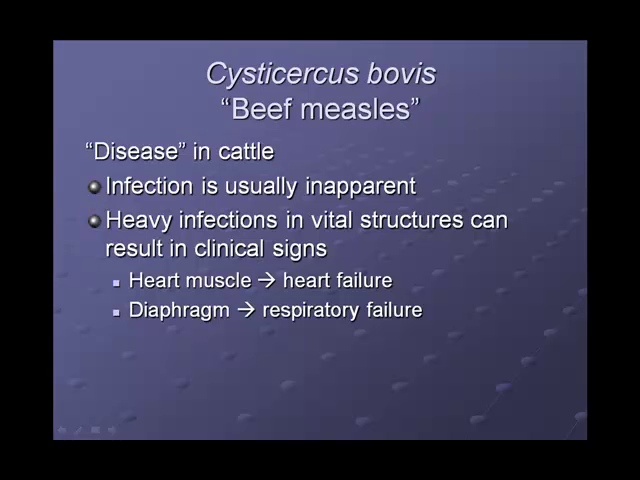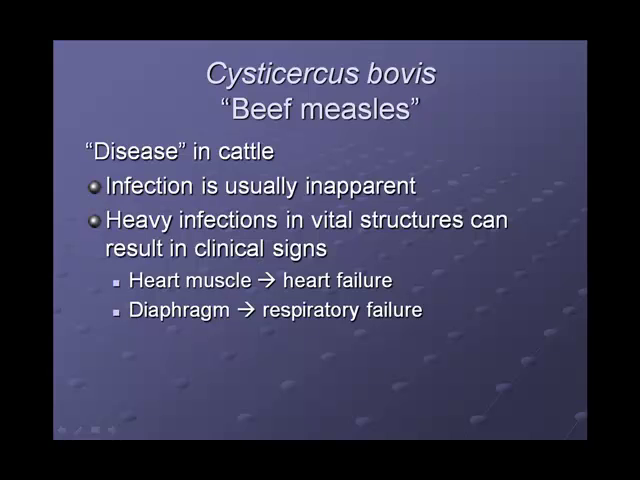Once you slaughter the animal and you look in the muscle, what do you see as a disease entity in cattle? What's the clinical manifestation of this organism in cattle? Basically none. It's pretty much always an inapparent infection in the cattle. If the animal is heavily infested and they end up localizing to some rather important anatomic locations, you can get some clinical manifestations associated with that.